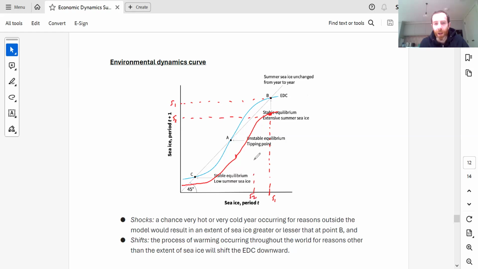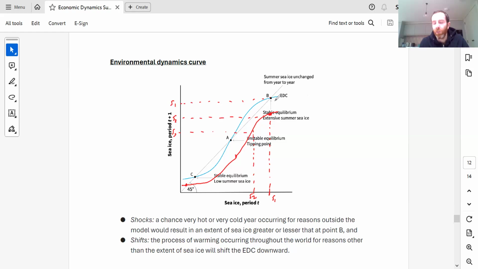And then what's going to happen the next year? Well, we use our new environmental dynamics curve and we see we're going to go to S3, which is even lower than S2. And you can see we are making our way down the environmental dynamics curve, and we're going to keep on working our way downwards until we get to here, right? A stable equilibrium at a low level of summer sea ice, which is really, really low. And so this is what we imagine global warming could do.